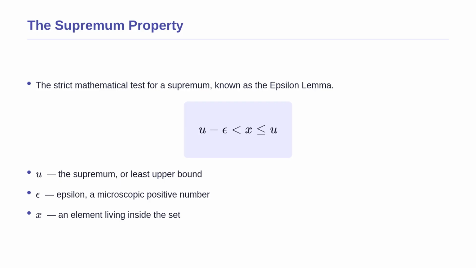If u is truly the tightest ceiling, then pulling it down by even a tiny epsilon means it is no longer an upper bound, and some element x will immediately poke above it.